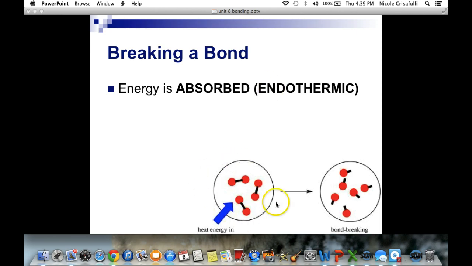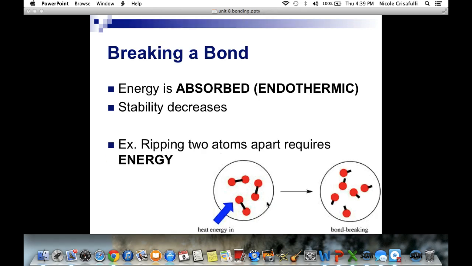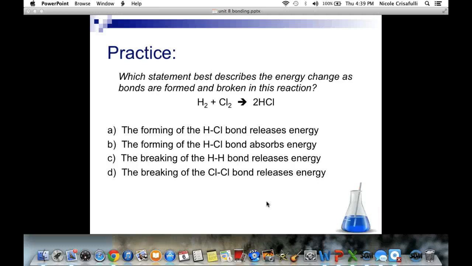Look at this little picture that we have down here. We have these molecules and we're adding energy into these molecules, and in doing so we're breaking the bonds. When we do this, the stability decreases because now we're making things that are unstable. An example, like we said before, would be ripping atoms apart requires energy. If you were to rip anything apart, a piece of paper, crack a pen in half or a pencil in half, you have to put energy in order for that to happen.